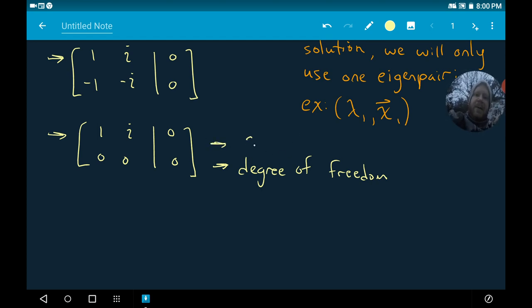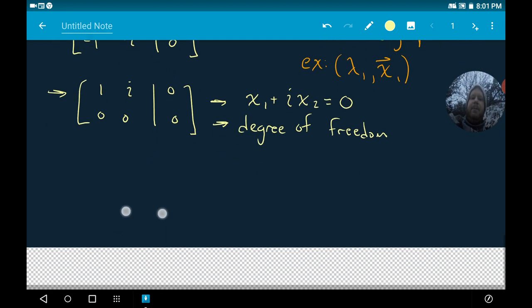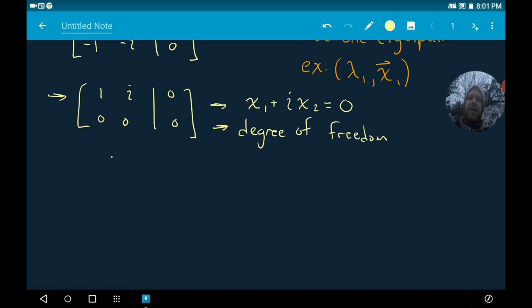And this one tells me that x1 plus i times x2 is equal to 0. I'm going to look at this one first and rewrite it to say that x2 is going to be equal to negative x1 divided by i, just to plan ahead a little bit. The reason I'm doing this is I'm going to choose x1 so that my x2 is reasonable. I just want my whole eigenvector to look nice at the end of it.